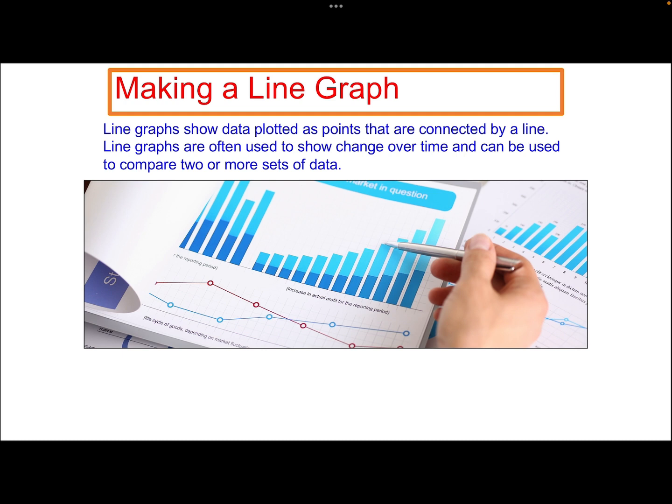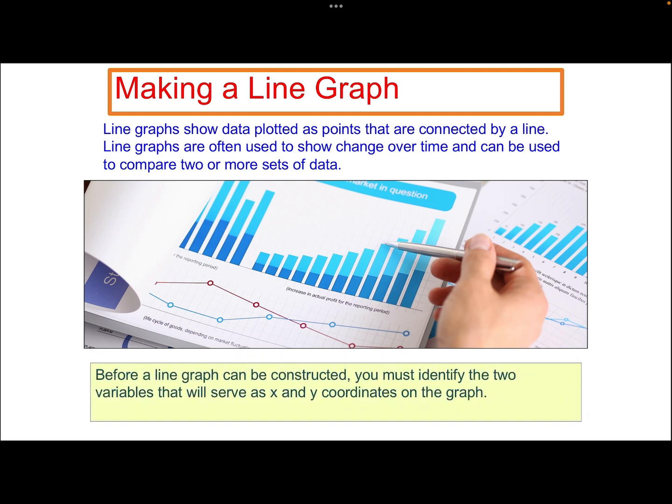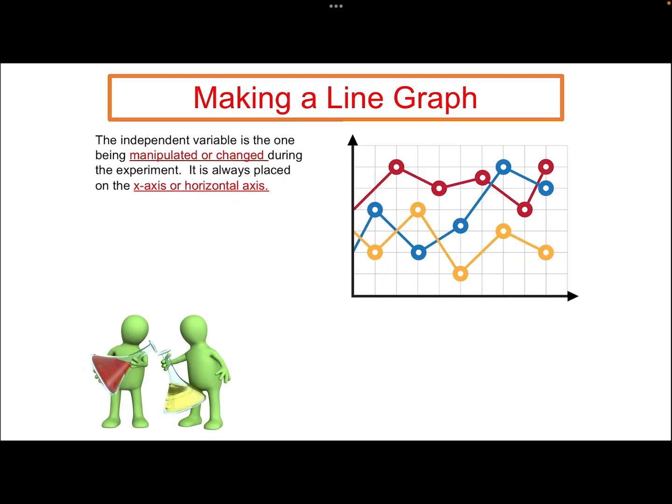A line graph. Line graphs show the data plotted as points and are connected by a line. Line graphs are often used to show changes over time and can be used to compare 2 or more sets of data. Before a line graph can be constructed, you must identify the 2 variables that will serve as the x-axis and y-axis on your graphs. These are called your independent and dependent variables. Again, remember, these are things that we discussed in the scientific method. Making a line graph.